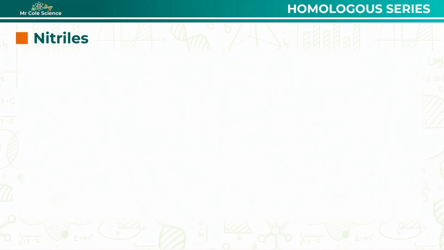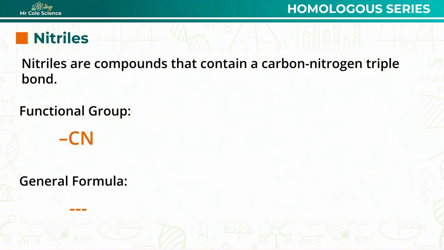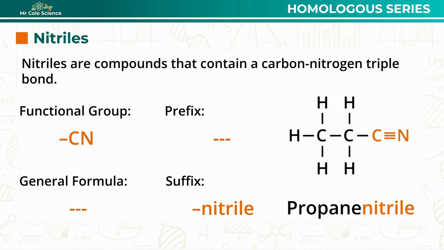Next, we're going to have a quick look at nitriles. Although nitriles are not a homologous series you'll study in detail until year 13, you are expected to be able to recognise them and name them in year 12. Nitriles are compounds that contain a carbon-nitrogen triple bond, and so the functional group present in all nitriles is therefore CN. You don't need to worry about the general formula for nitriles, as they can get a little bit complicated and aren't examined as part of the course. Nitriles are named using the suffix nitrile, there's nothing too complicated there, and here we've got the example propane nitrile.